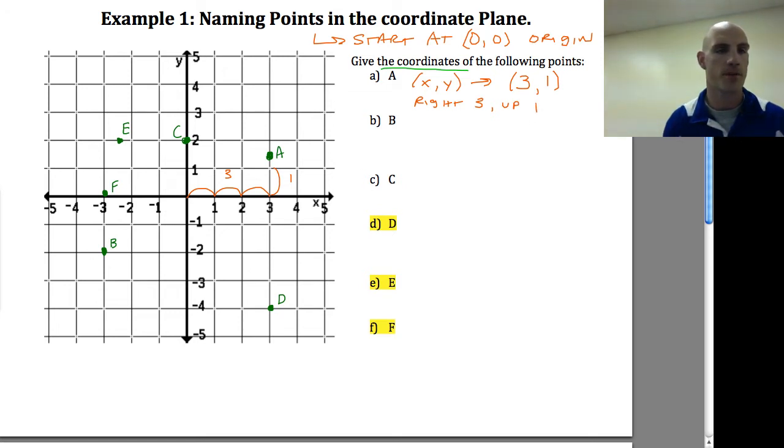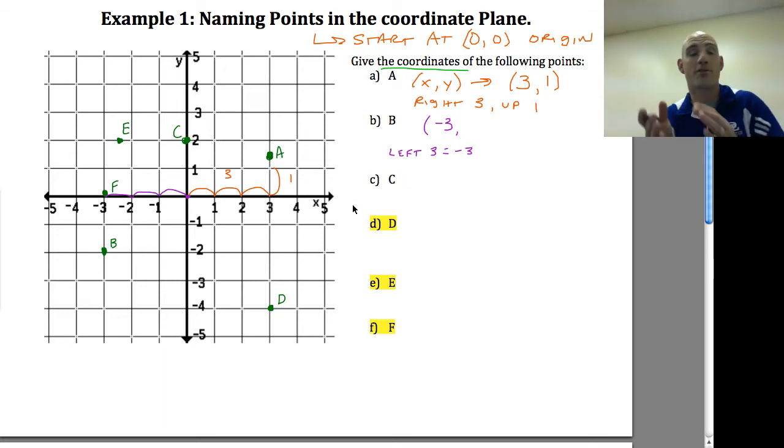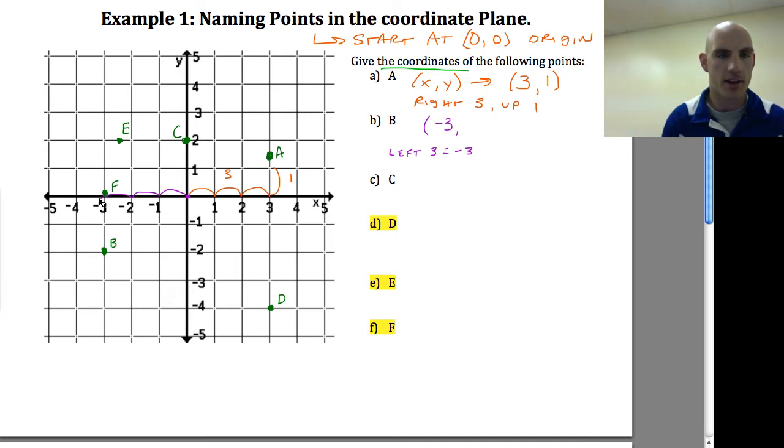What about B? B is located over here. And I need to make a decision about which way I'm going to go. Well, if I start at 0, 0, I'm going to go 1, 2, 3. But notice, I've gone left 3. That means that's negative 3. So my x coordinate for B is negative 3 because I'm going in the negative direction. How far down do I have to go to get to B? I have to go down 1, 2. So my x coordinate is negative 3, my y coordinate is negative 2 because I go down 2, which equals negative 2.